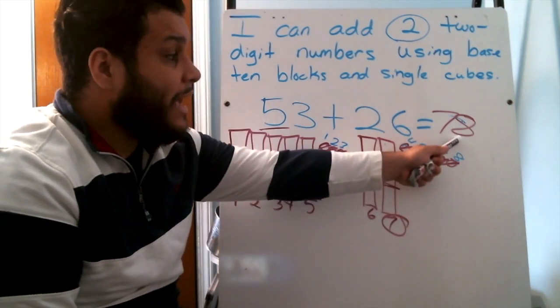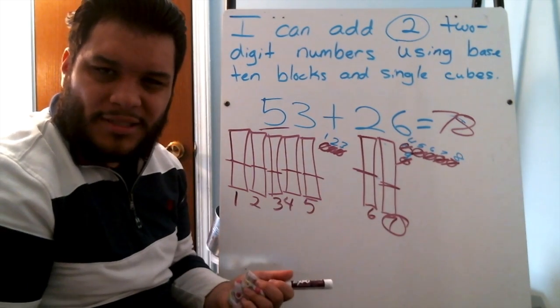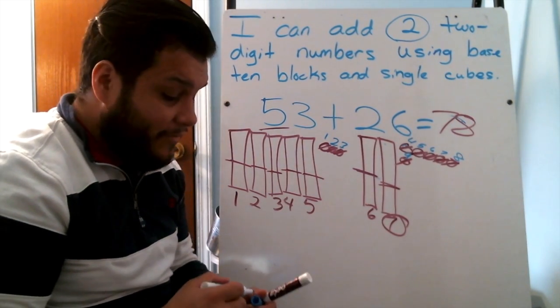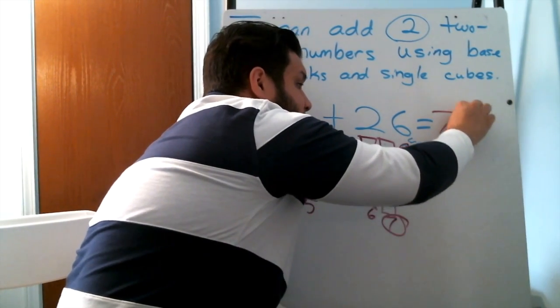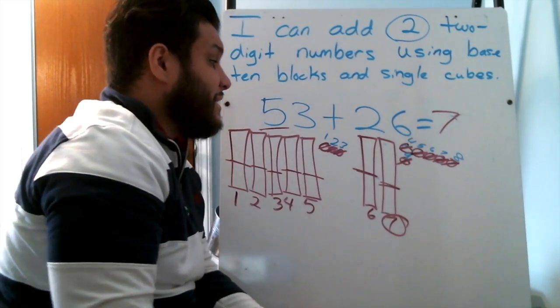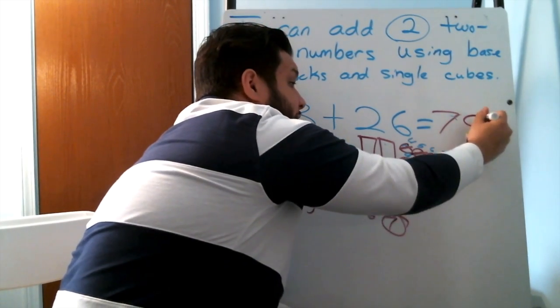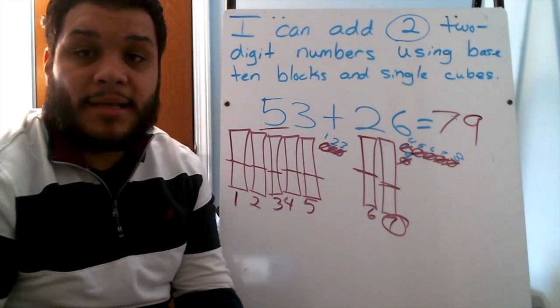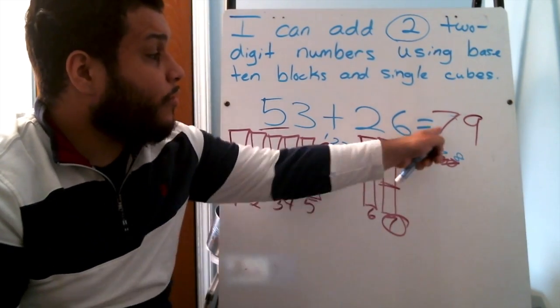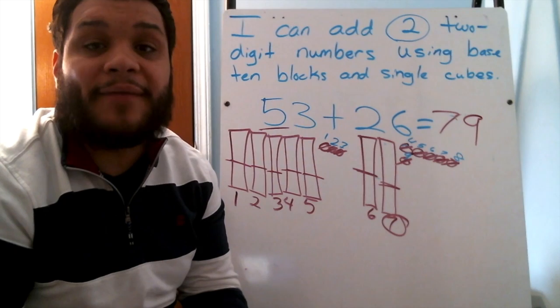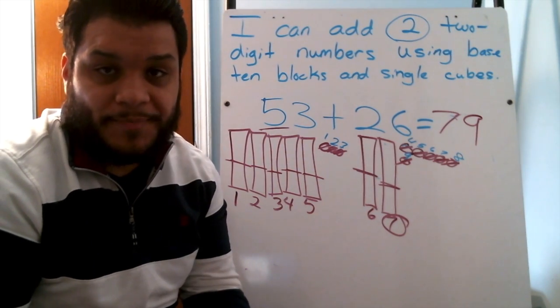So I don't have 8 ones. How many ones do I have? I have 9 ones. So my answer can't be 78. My answer is actually 79. So you see, it's important for us to check our work, because when we check our work, we make sure that we have the right answer.